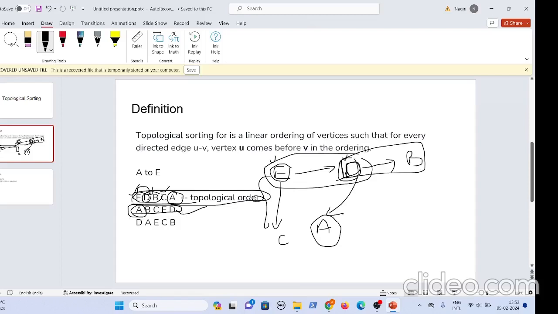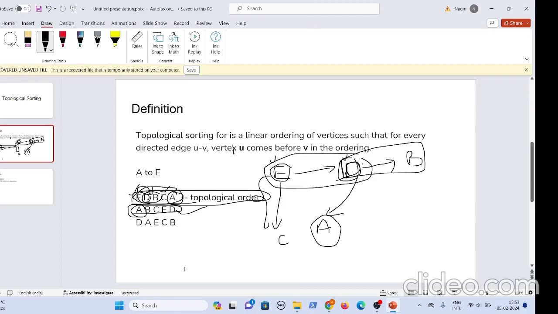So topological sorting is nothing but, if you have a graph and you arrange the vertices in such a way that all the vertices follow this rule, U comes before V, then whatever order I take, if you compare with the edges, it should follow the order like how we discussed now. Now why is it actually required? Why is topological sorting required?